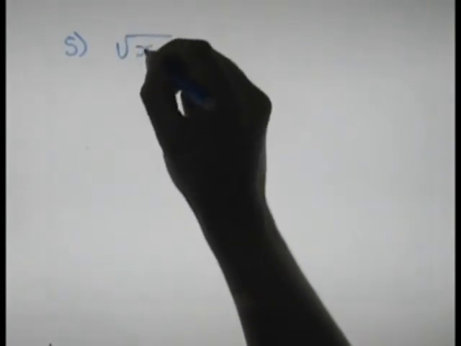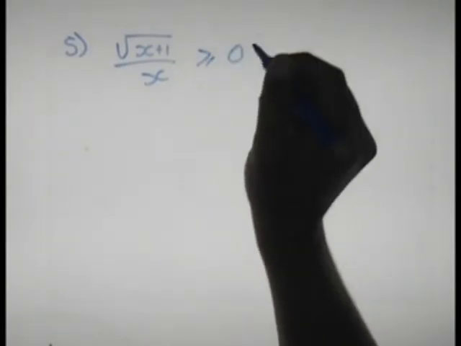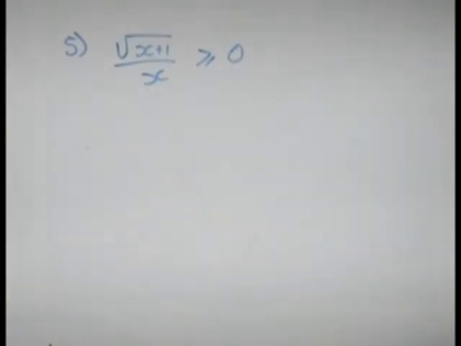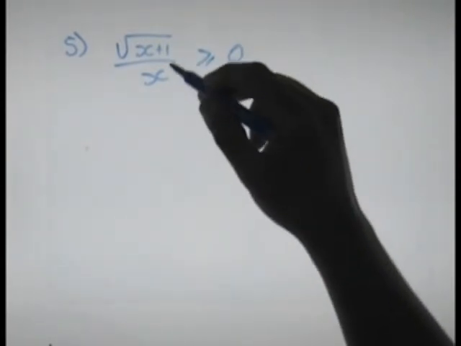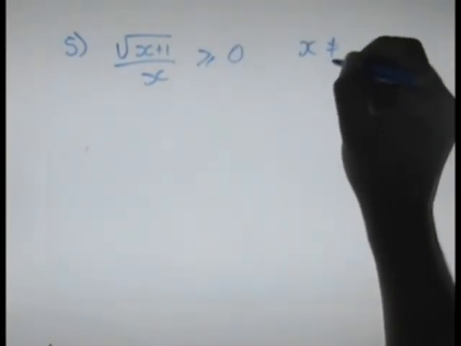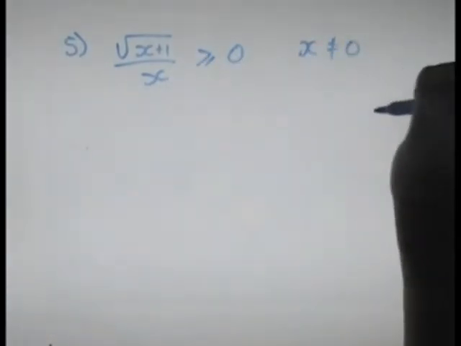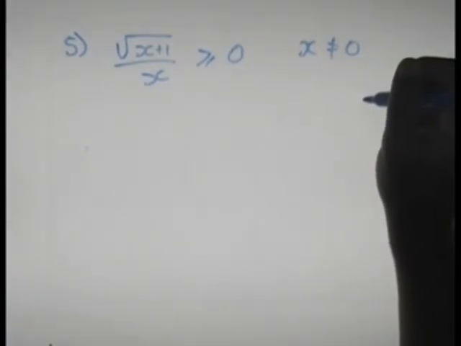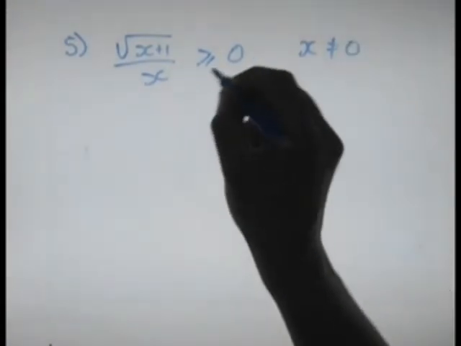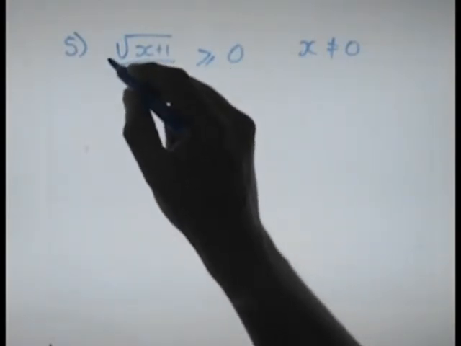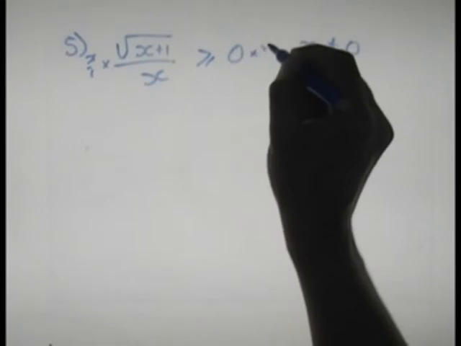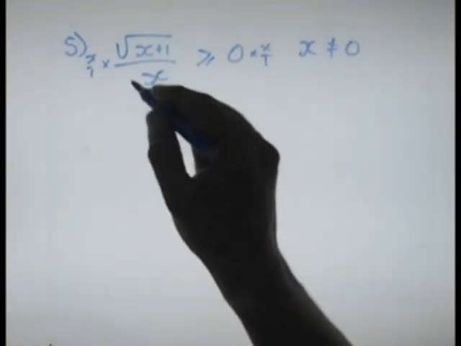Number 5. Read: square root of x plus 1, divided by x, is greater than or equal to 0. Now remember that in a fraction the denominator cannot ever equal 0, otherwise it's undefined. So start by writing down that restriction. If I multiply out the x, I multiply this side by x over 1 and that side by x over 1 to get rid of the denominator.